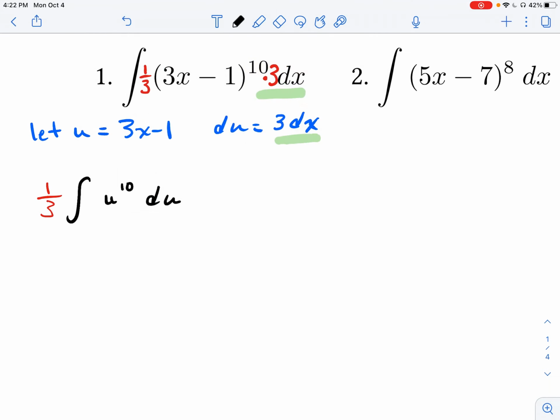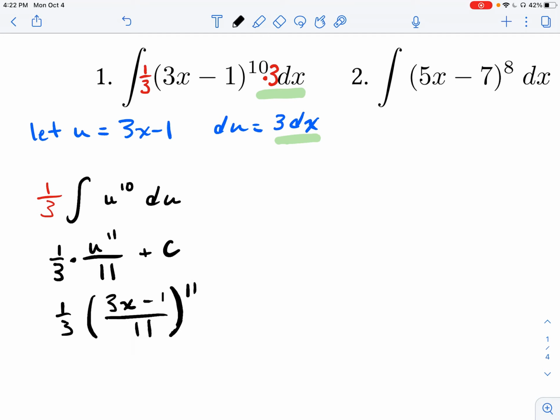I can say the integral of u to the 10th is u to the 11th, all of that over 11. Don't forget about that 1/3. This plus c. And to finish this off, I'm going to go ahead and resubstitute my value of u back in. So I'd say 1/3 times 3x minus 1, all of that to the 11th power over 11. Clean that up a little bit. All of that plus c. Can't forget about that constant of integration.